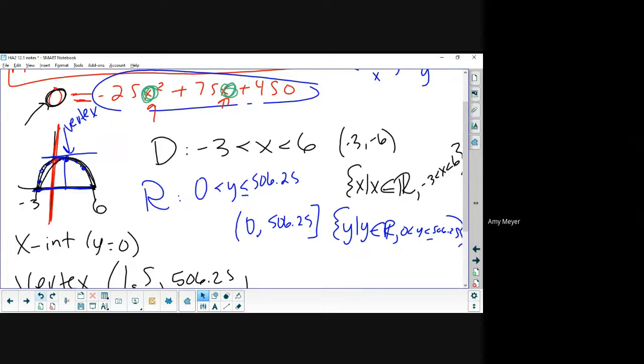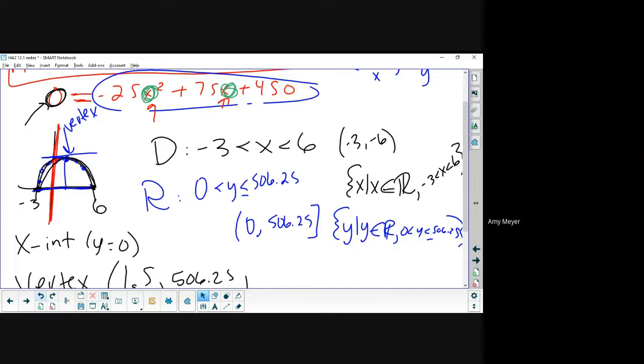We've kind of been everywhere today. We wrote an equation. We graphed it. We found the vertex on the graph. We found the vertex using a new formula. We did domain. We did range, x-intercept, and y-intercept.